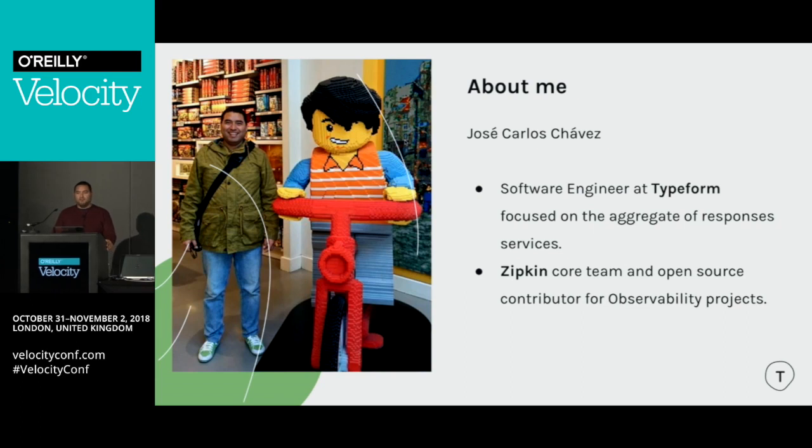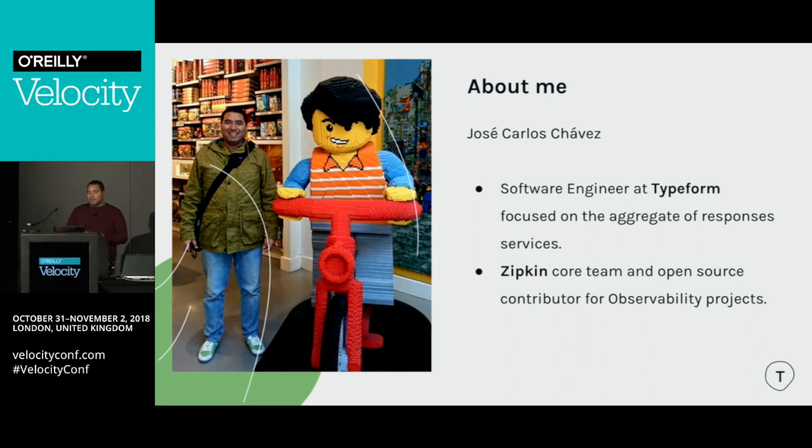I work at Typeform. Typeform is a conversational data collection company, and we provide a platform so our users can create forms that feel more like conversation. That's why we have a higher completion rate. And I am also part of the Zipkin core team. Zipkin is an open source distributed tracing tool that I will talk about later. And I'm also a contributor of some other observability projects.